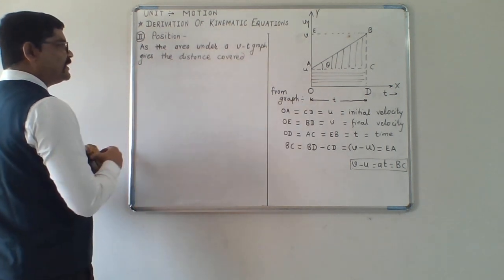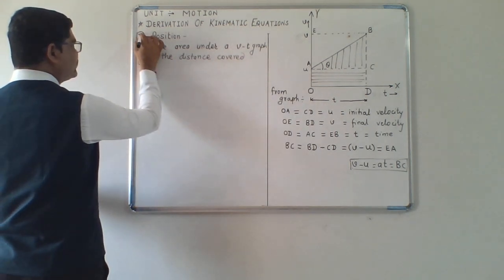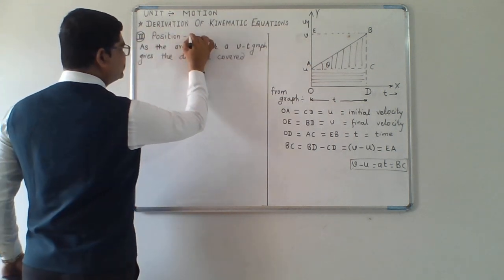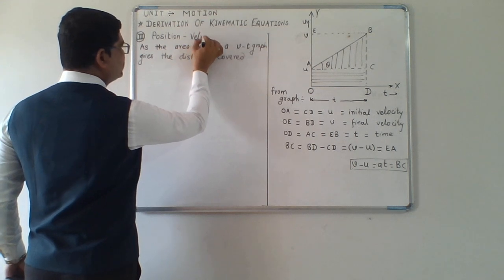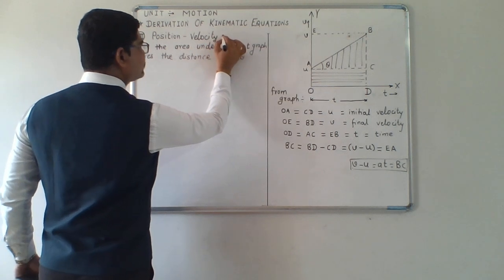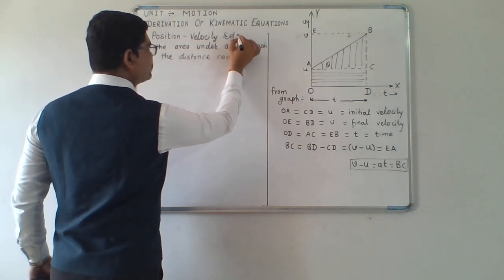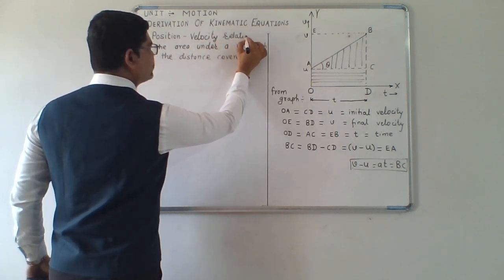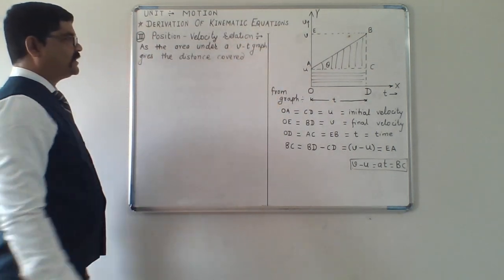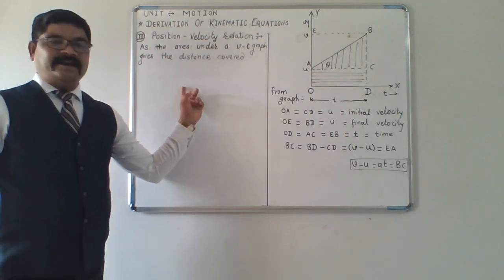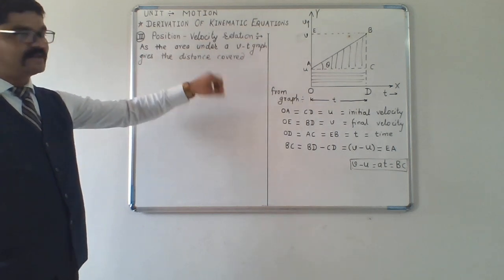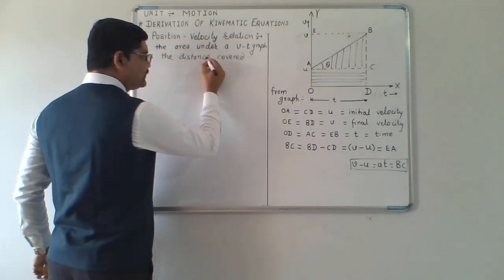This way I am going to need it, that's why I am not rubbing it. The third kinematic equation is the relation between position and velocity. So I write it as the position velocity relation. And how to derive it? The area under a velocity-time graph gives the distance covered by the object in the given time interval.